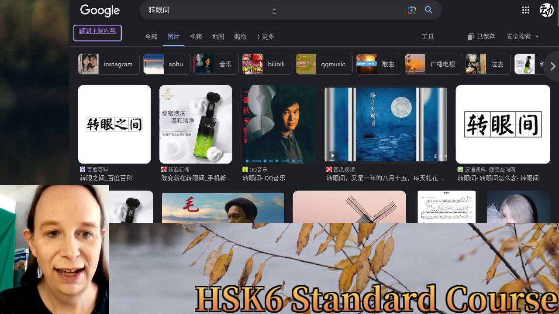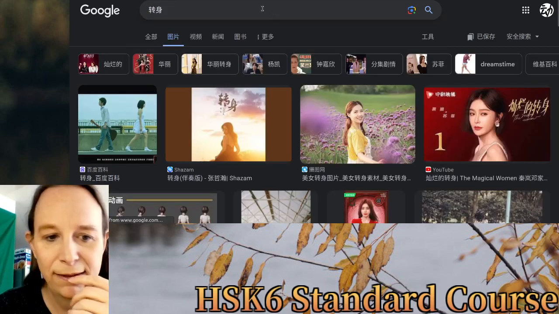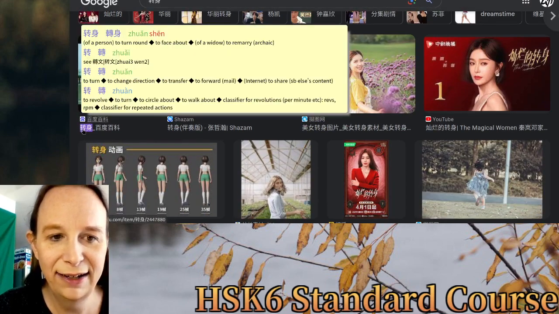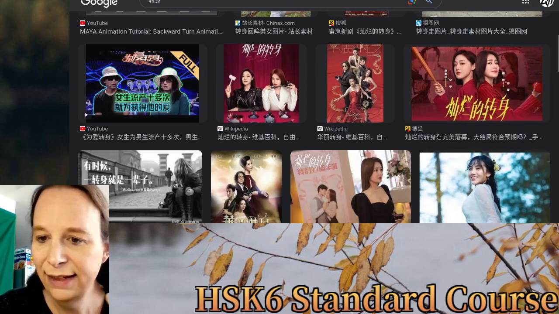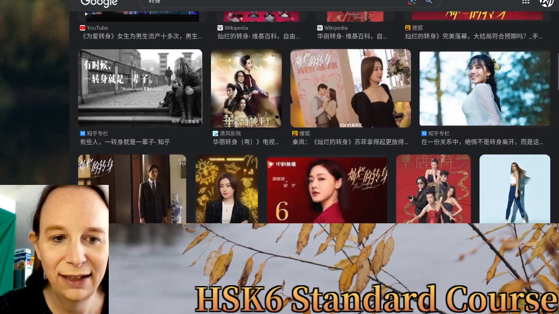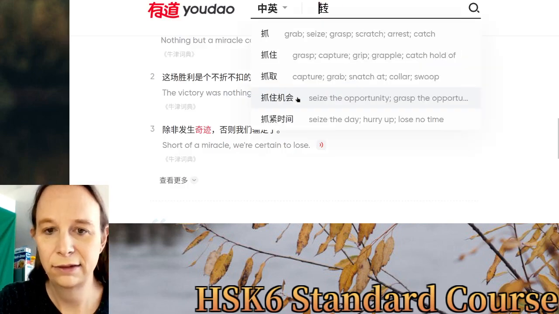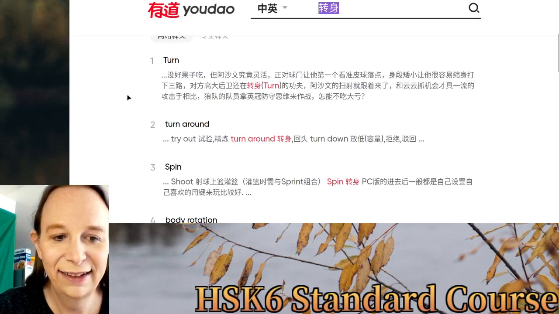Next, Zhuanshen. I think this is literal turnaround. This is figurative turnaround, to face about, to remarry. Archaic, okay. Zhuanshen, turn back.